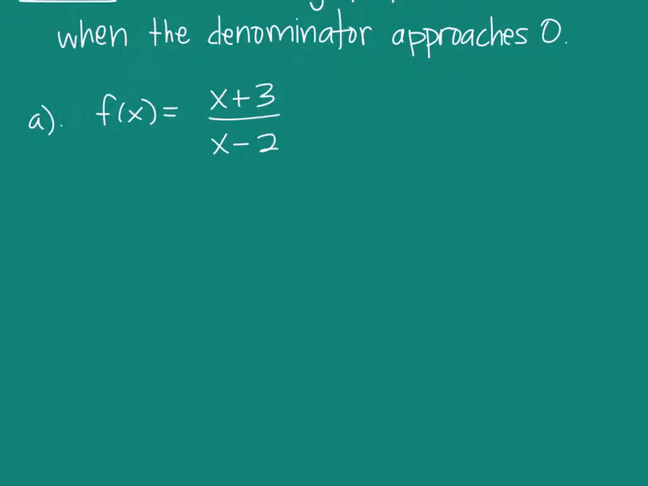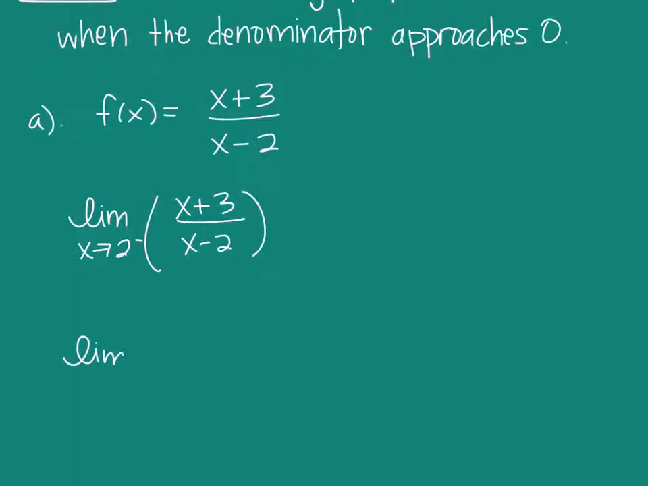Your job is to figure out who's playing chicken. As it's approaching 2 from the right side and the left side, who's going what way? Are you playing chicken like this? Are you playing chicken this way? Or are you both going that way? How is this going as both sides are approaching? Your job then is to set up 2 separate limits and investigate what's going to happen when I approach 2 from the left, x plus 3 over x minus 2, and what's happening approaching 2 from the right, x plus 3 over x minus 2.